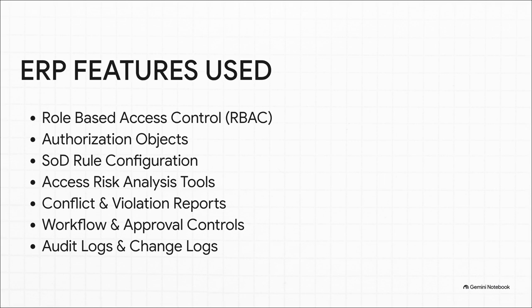We rely on role-based access control, or RBAC, authorization objects, and SoD rule configuration. We also use access risk analysis tools, conflict and violation reports, workflow and approval controls, user access review reports, and of course, audit logs and change logs. By running those access risk analysis tools, for example, you can actually flag conflicts automatically in real time, catching issues before they even have a chance to materialize. It's a massive proactive advantage.